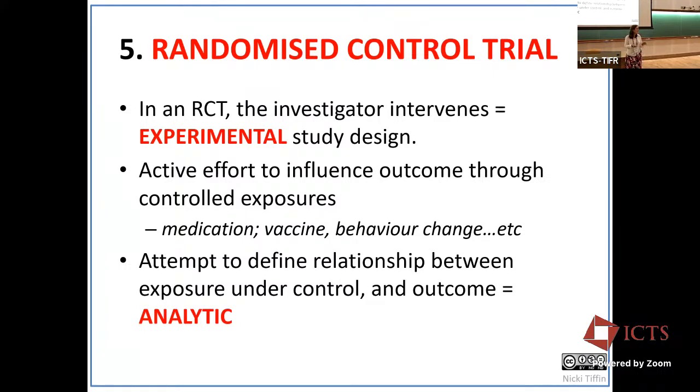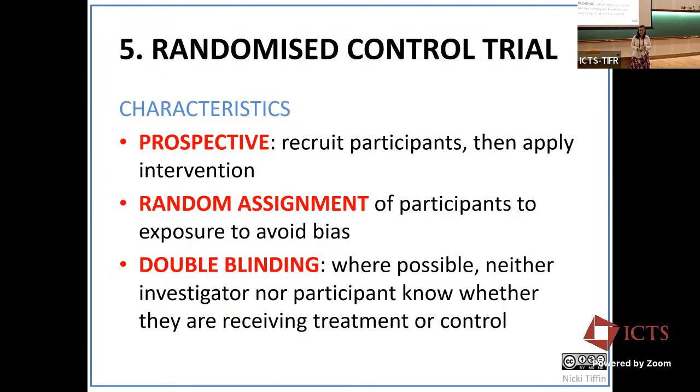So just to flag that exposures and risk factors statistically are not always negative things. They're often interventions to try and have a positive outcome. And then you attempt to define the relationship between the exposure that you have applied and the outcome. So it's an analytic study. You're doing sums, but you're also controlling what happens to the participants, what exposure they receive. So it's prospective only. You must recruit participants and apply the intervention.